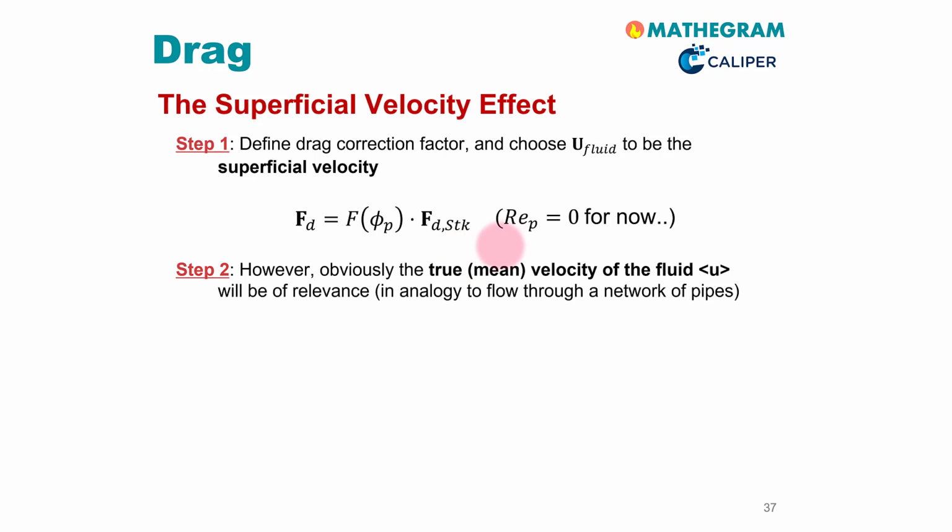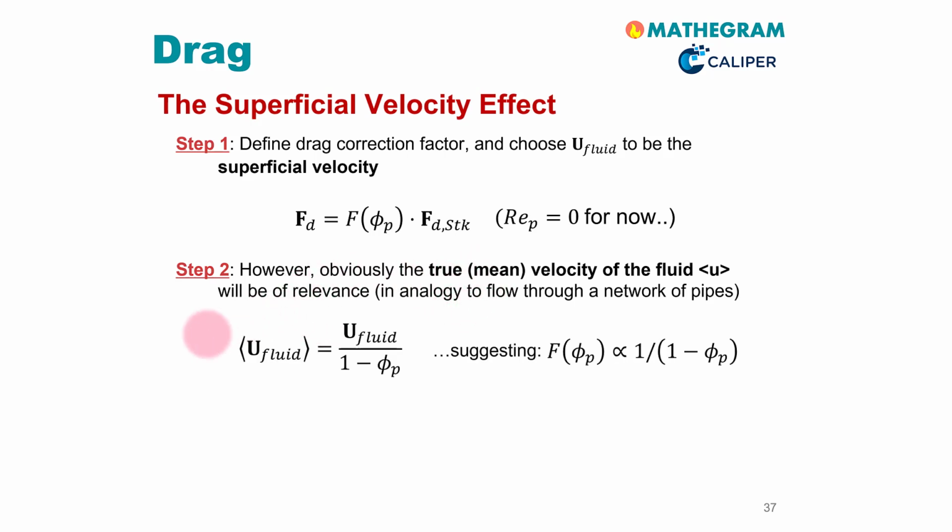Of course, it's obvious that not the superficial velocity is felt by the particles, but the true mean fluid velocity. The true mean fluid velocity, here U fluid in these brackets, is related to the superficial velocity by this function here. So if you put this into the definition of the Stokes drag force law, you will find that this correction function must be proportional to 1 over 1 minus phi p. So in other words, if phi p is close to 0, the correction function is 1. But if phi p is increasing, then this term is decreasing and the correction goes up.